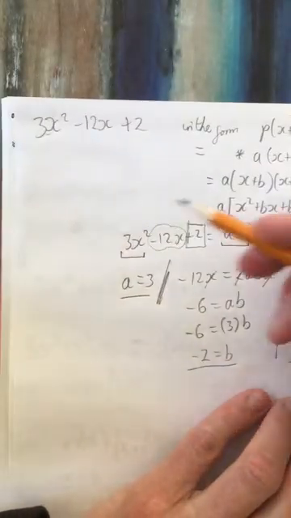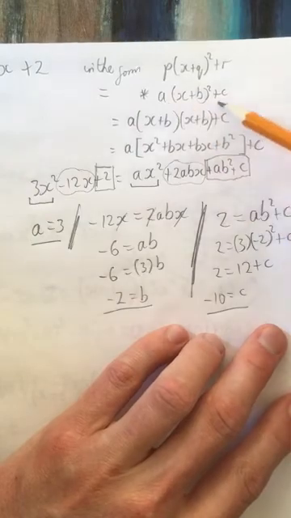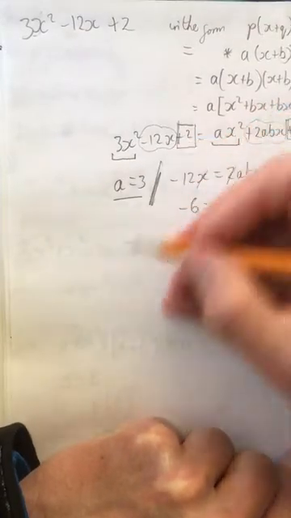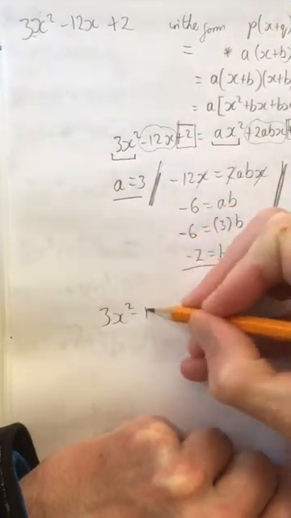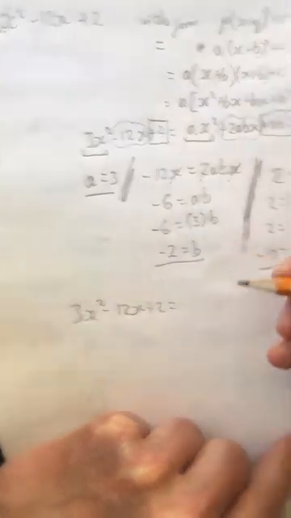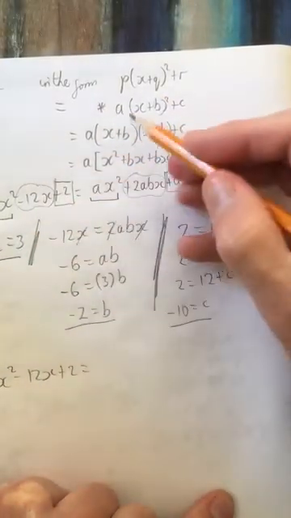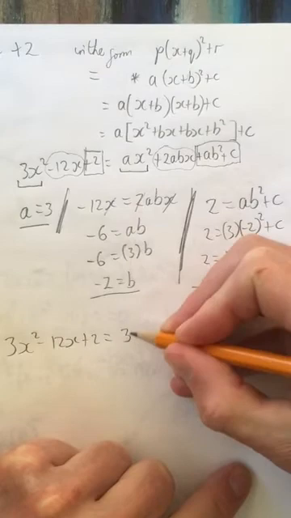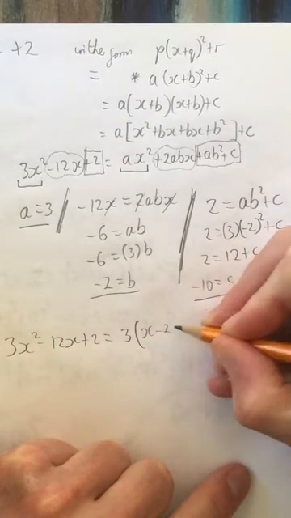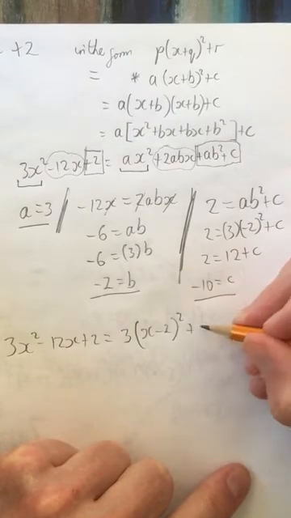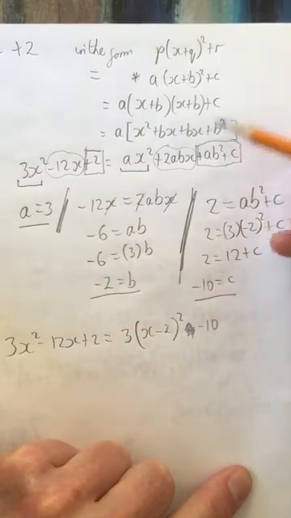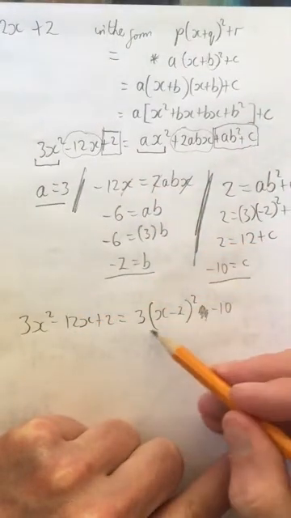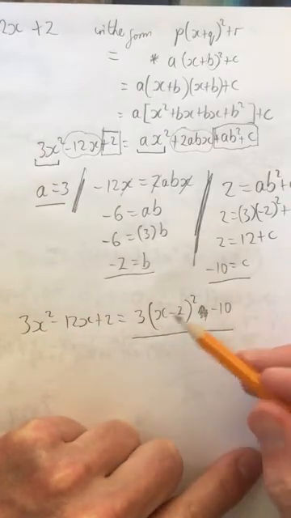The question said, write that in the form of, let's say this, that's obviously the exact same. So what I'm going to do at the end is write down my answer. I'm going to write down that this bit, 3x squared minus 12x plus 2, is going to be worth this bit, but the a was 3, the b was negative 2, and the c was negative 10. So that's going to be 3 lots of (x minus 2) squared plus minus 10. I've literally copied out that, putting in the numbers that I've figured out. And there we go. This is me writing that equation in that form there.